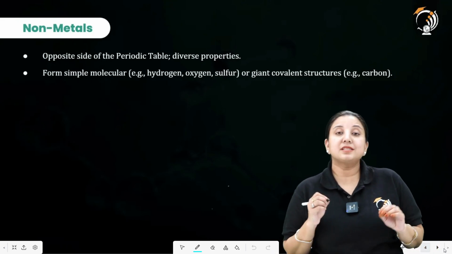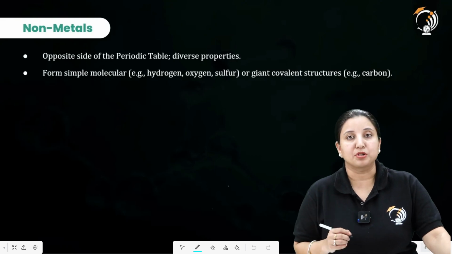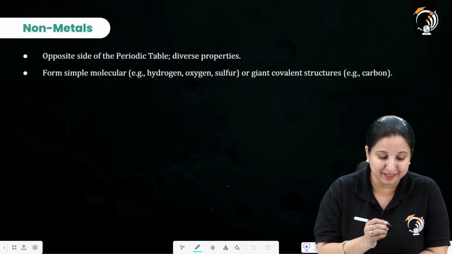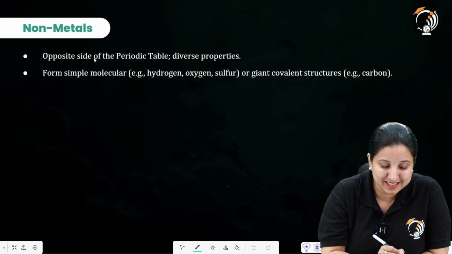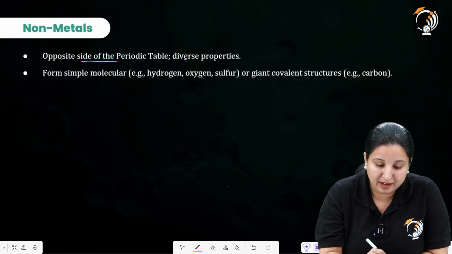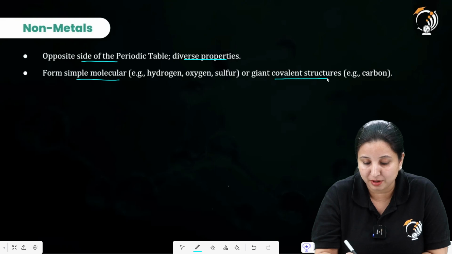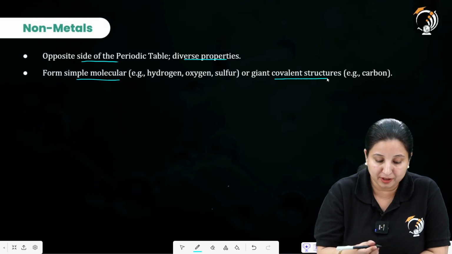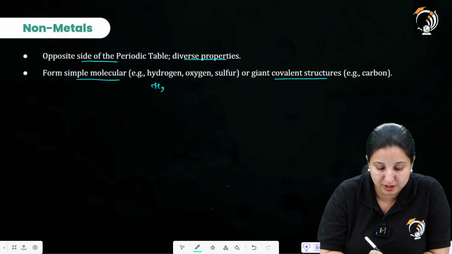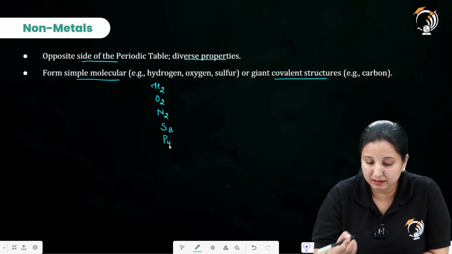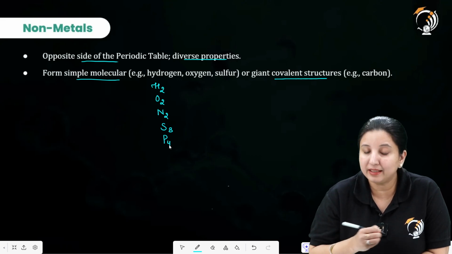Now looking towards the non-metals, they are basically on the opposite side of the periodic table, and they have diverse properties, and they form simple molecular or giant covalent structures. For simple molecular, we represent hydrogen as H2, oxygen as O2, N2, sulfur as S8, and P4 for phosphorus. And we have certain giant covalent structures like in the case of carbon.